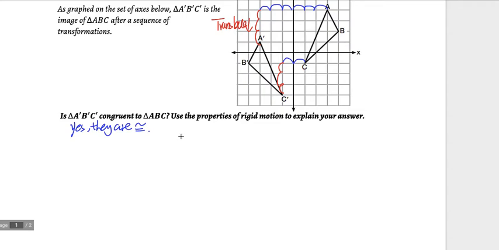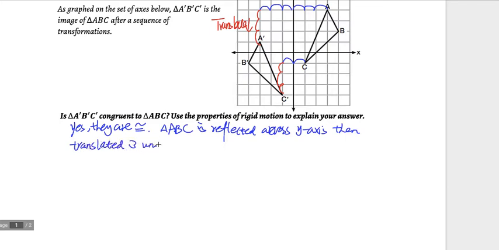Now the most important part is how we explain by using the properties of rigid motion. First, we need to indicate what happened here. Triangle ABC is reflected across the y-axis, then translated 3 units down to be triangle A prime, B prime, C prime. So we indicate the reflection happening here and the translation happening here.